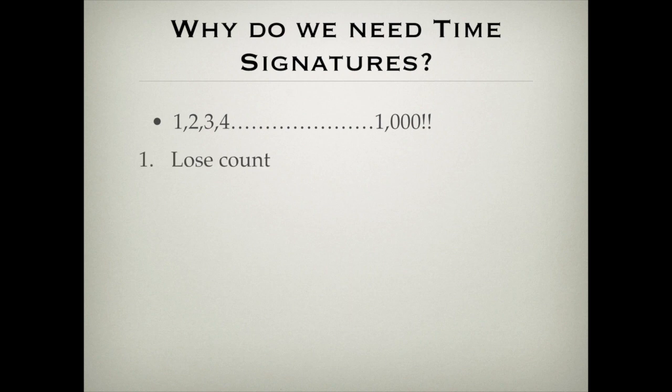Firstly, it's highly likely that we're going to lose count. I mean, us musicians, we don't like to go above G in the alphabet, and we don't really like to go above 4. Sometimes we'll go to 6, and if we're really lucky, we'll go to 7. But we actually like to count in small numbers, small groups of numbers. And if we have a piece that goes up to 1,000, we're going to lose count.